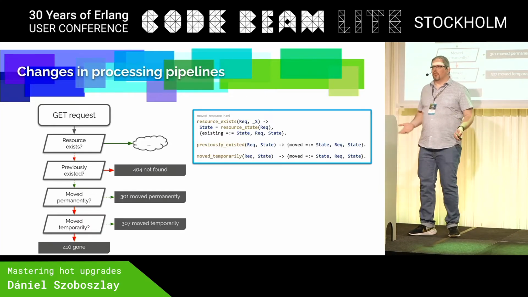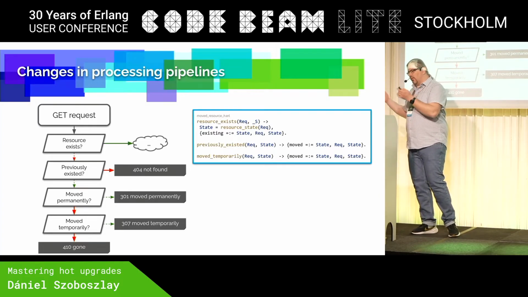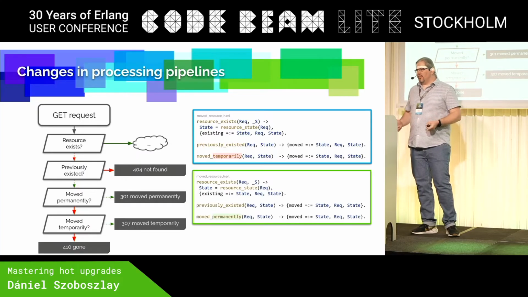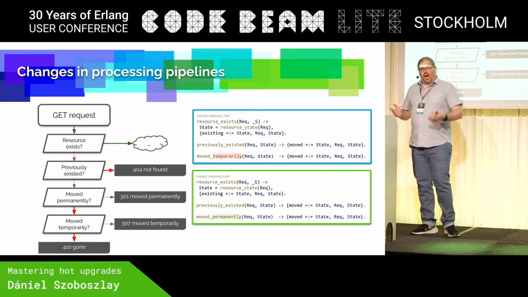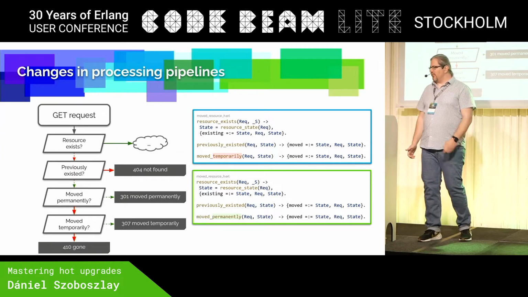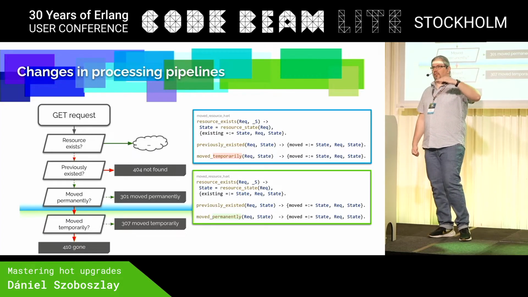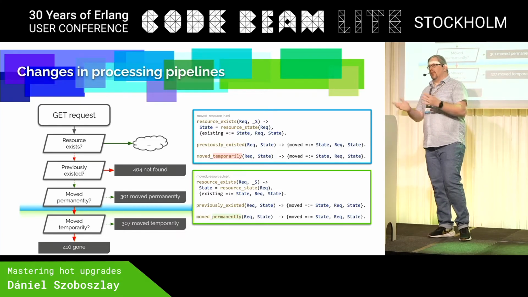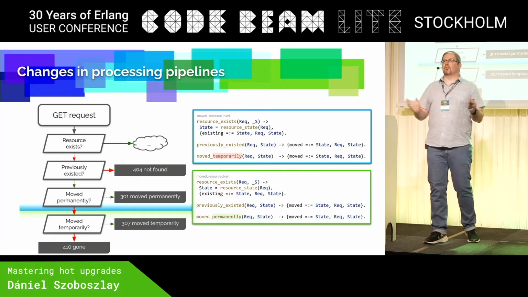But now we want to go to a new version of our software, and we decided that we want to respond with 301 move permanently instead. The natural way of solving it would be to rename move temporarily to move permanently, right? The problem is that this is not upgrade safe, because imagine we already have a request in progress that has just passed the move permanently check when the upgrade happens. So Cowboy now calls the new version of our REST callback when it wants to check whether it's moved temporarily. We no longer have this callback, so we will go with the default route and send a 410 gone response to the client. Oops, not what we wanted.